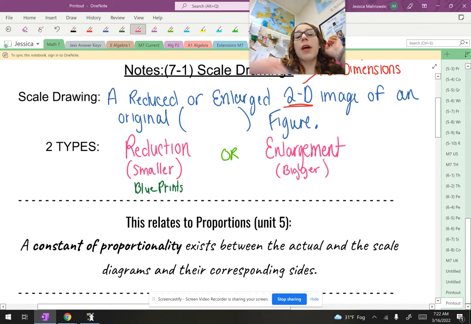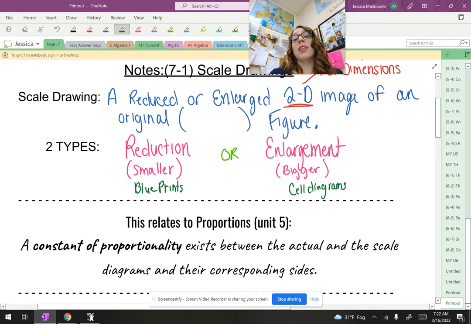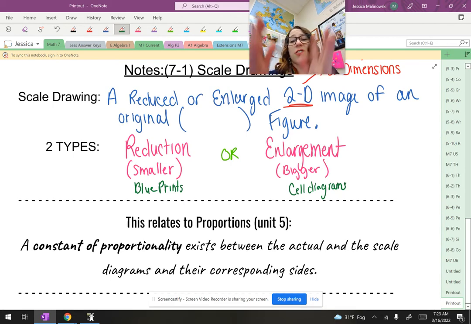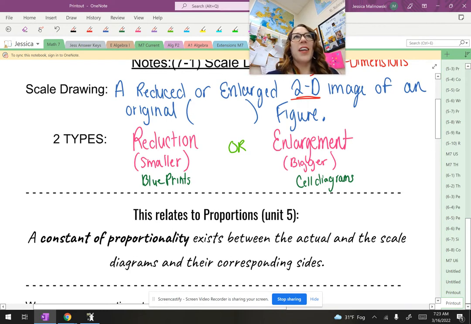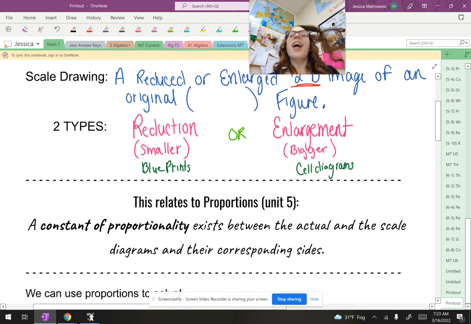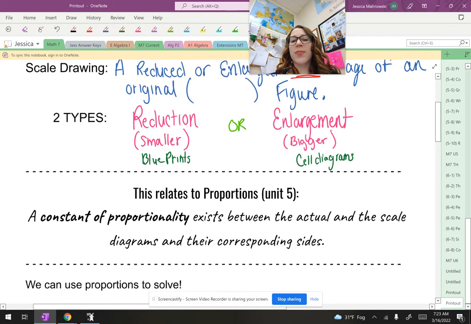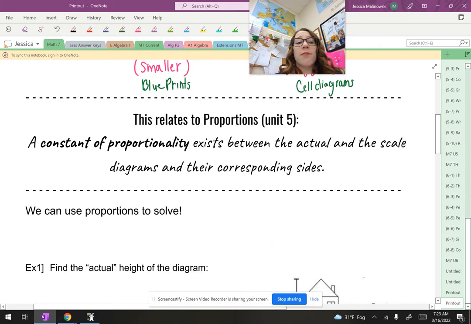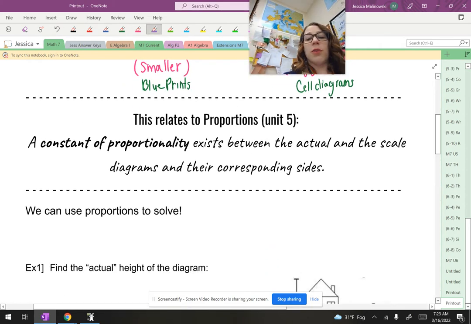An example of that could be cell diagrams in your science book, where they're taking something really, really tiny, microscopically tiny that you can't really see with the human eye, and they're blowing it up to fit in your textbook so you can actually look at the different parts, like the mitochondria and the nucleus. Look at me knowing my science. I know.